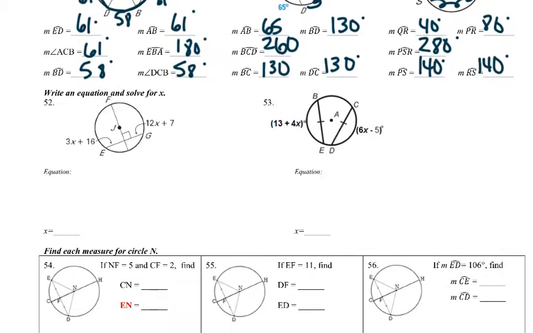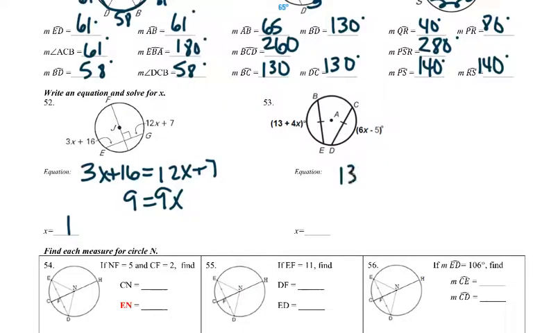To solve for x here, if it looks equal, it is equal. So 3x plus 16 equals 12x plus 7. So 9x is 9, so x is 1. Next, 13 plus 4x equals 6x minus 5, so 2x is 18, so x is 9.